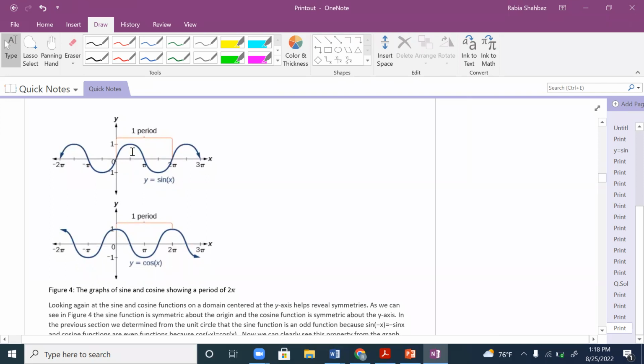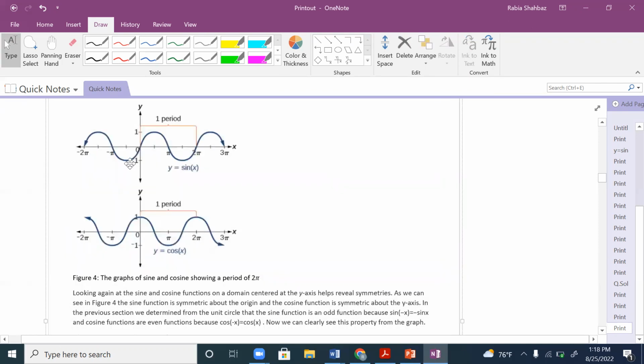This also can show you the symmetry of the graph. If you look at the sine graph, it is symmetric about the origin. If I rotate this graph 180 degrees, the peak that you see will land on the bottom one, and the bottom one will land on the top one. So they will just look the same. We call the functions that are symmetric about the origin odd functions. So sine functions are odd functions.